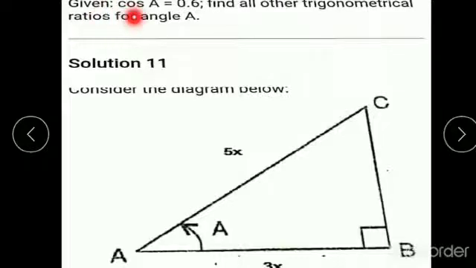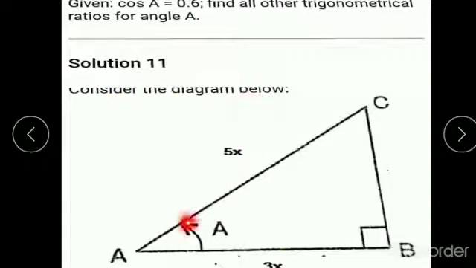Given cos A is equal to 0.6, find all the other trigonometrical ratios for an angle A. So what is given? Cos A is equal to 0.6, and you have to find out all the other trigonometrical ratios for an angle A. The reference angle is A, and you have to find out all the other 5 trigonometrical ratios. One is given and you have to find the other 5. Okay, so consider the diagram below.